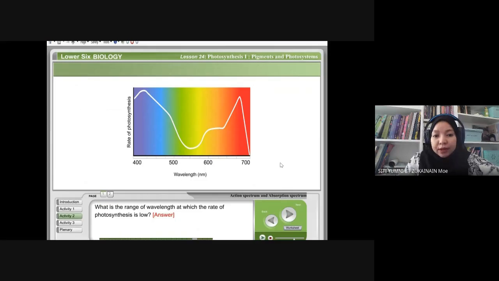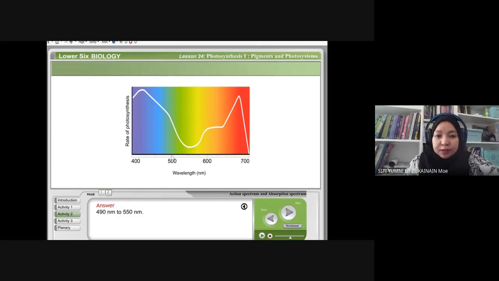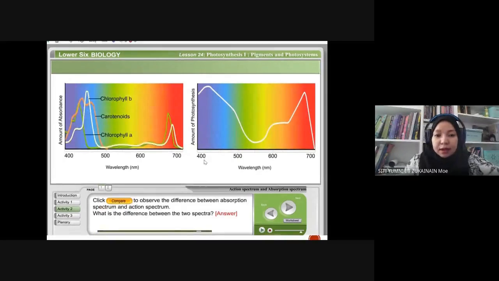Now, what is the range of wavelength at which the rate of photosynthesis is low? As you can observe here, it is 490 nanometer to 550 nanometer. Then compare the amount of absorbance and the amount of photosynthesis. You need to observe the difference between the absorption spectrum and the action spectrum.